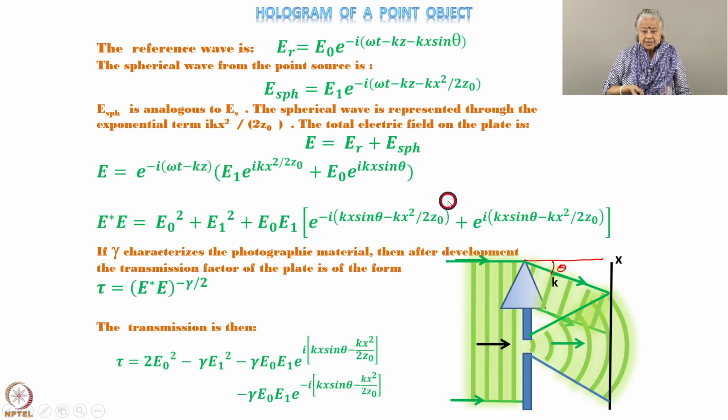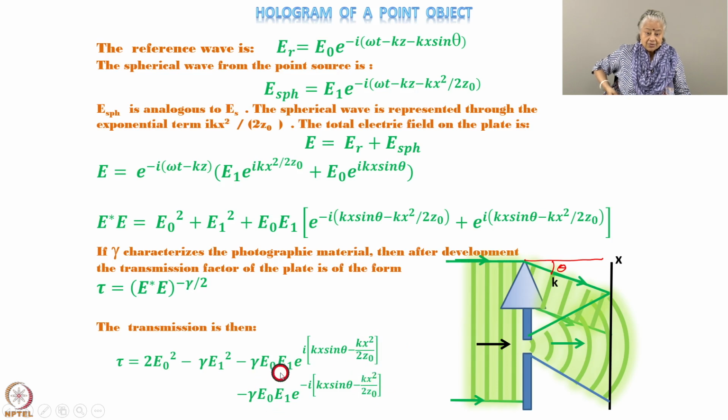All right. So, I get these two terms here, and gamma characterizes the photographic material. After development, the transmission factor of the plate is of this form, just like before. I put minus gamma by 2 on top and did the same things as for the plane wave, and finally we come to a transmission factor which is here. The important part is that everything is the same as before, but I have a spherical wave front here.